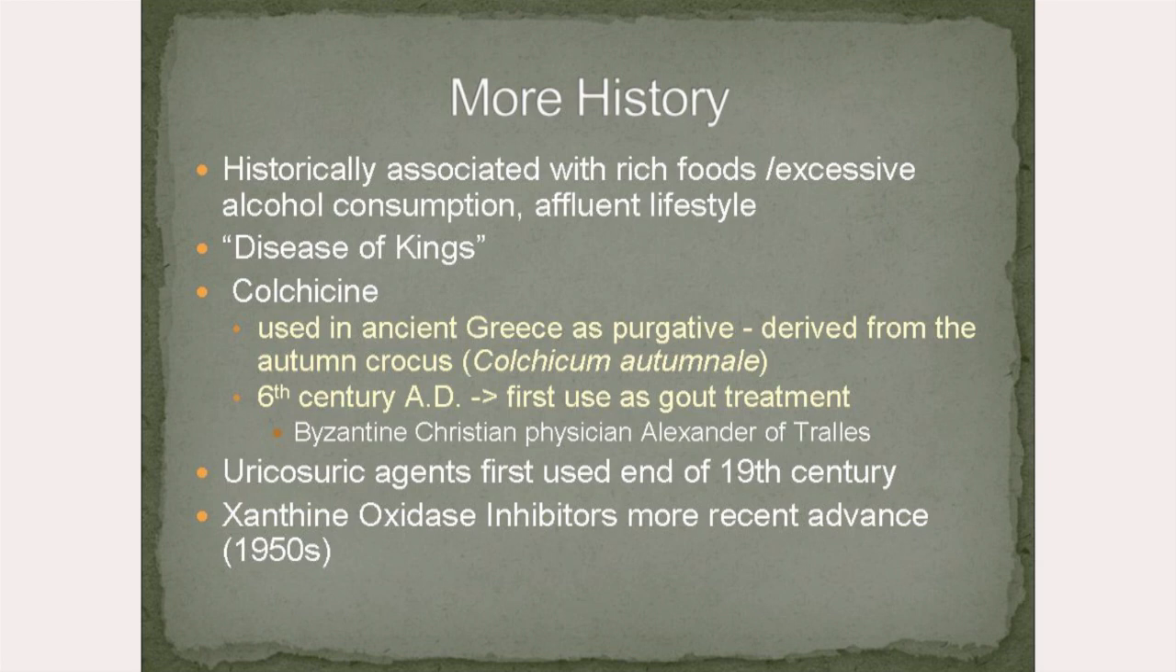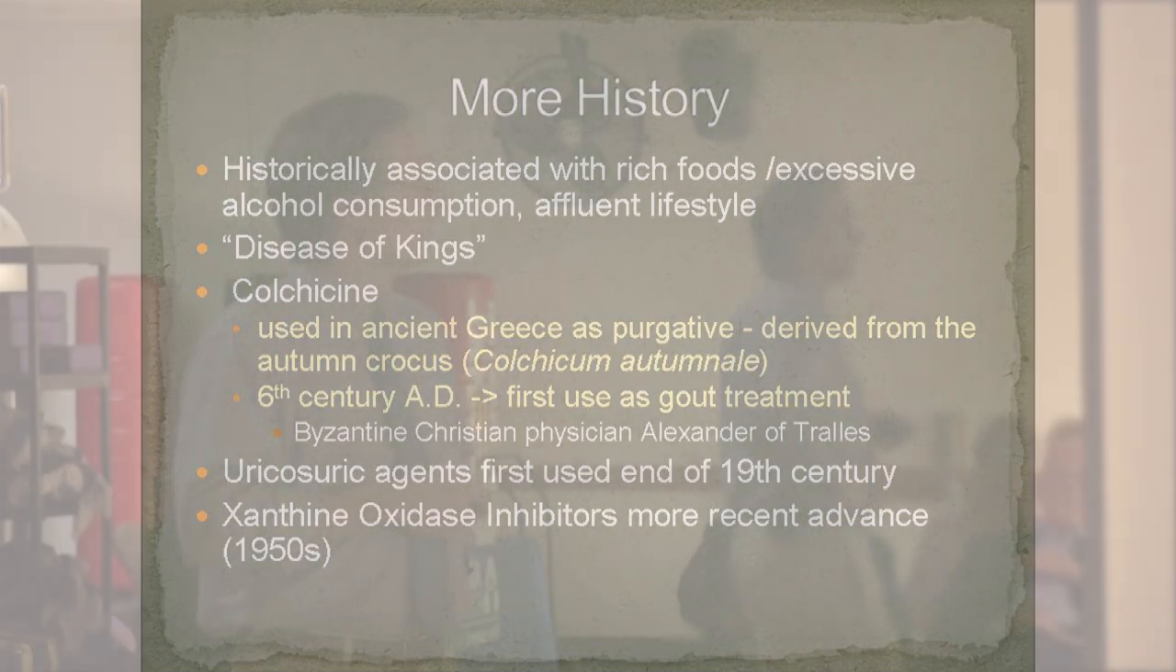The first treatment for this discovered was colchicine, and this is something we actually still use today, but it was used in ancient Greece initially as a purgative, basically to treat constipation, because one of the side effects of colchicine, unfortunately, is diarrhea. And they derived this medication from the autumn crocus at that time. It was first used as a gout treatment in the 6th century AD by a Byzantine Christian physician by the name of Alexander of Tralles.